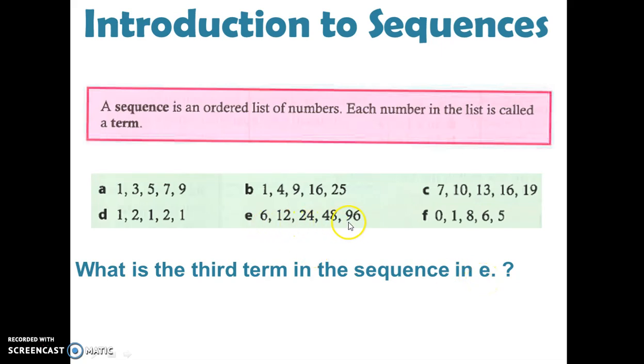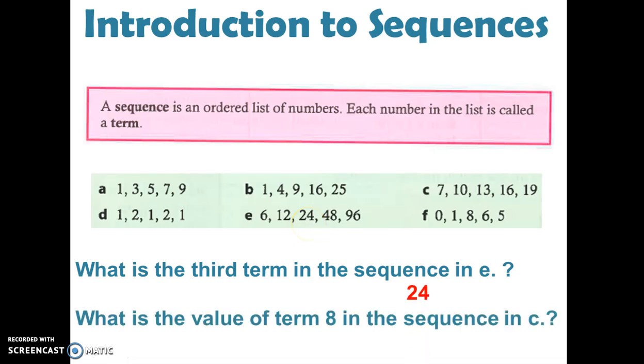If you look at letter E, in this sequence we have 1, 2, 3, 4, 5 terms. The third term is this one, so the value of the third term is 24. Next question, what is the value of term 8 in the sequence in letter C? Looking at that sequence, again we have 5 terms, and the pattern is clear. We are adding 3 every time. So if this is term number 5, term number 6 will be 22, term number 7 will be 25, and term number 8 will be 28.